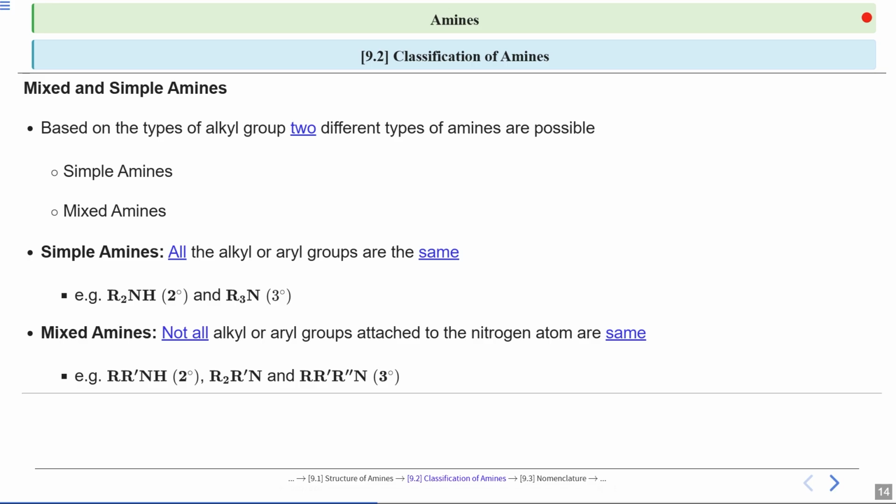So in this case, one is different and two are same. That is R2 and R dash. And over here, all the three groups are different. R, R dash and R double dash. So simple amines, all the alkyl or aryl groups are same. Mixed amines, not all alkyl or aryl groups which are attached to the nitrogen are same.